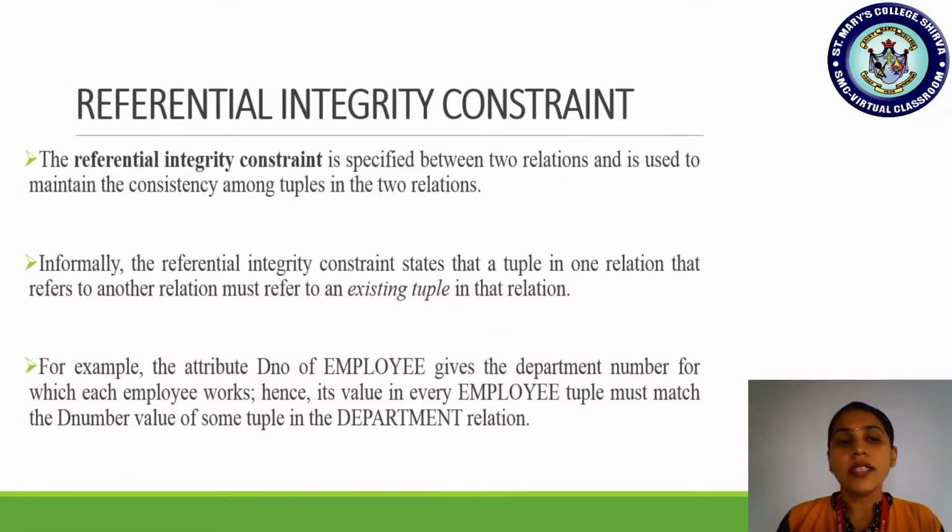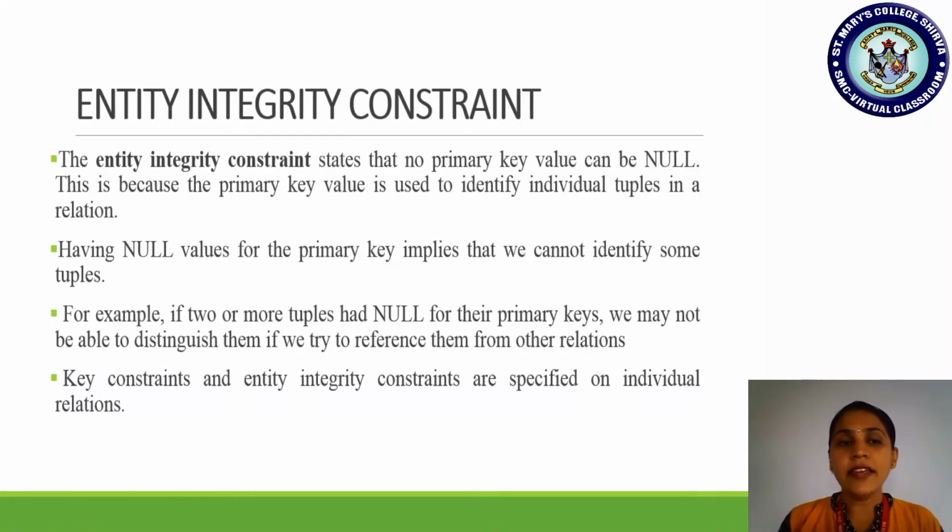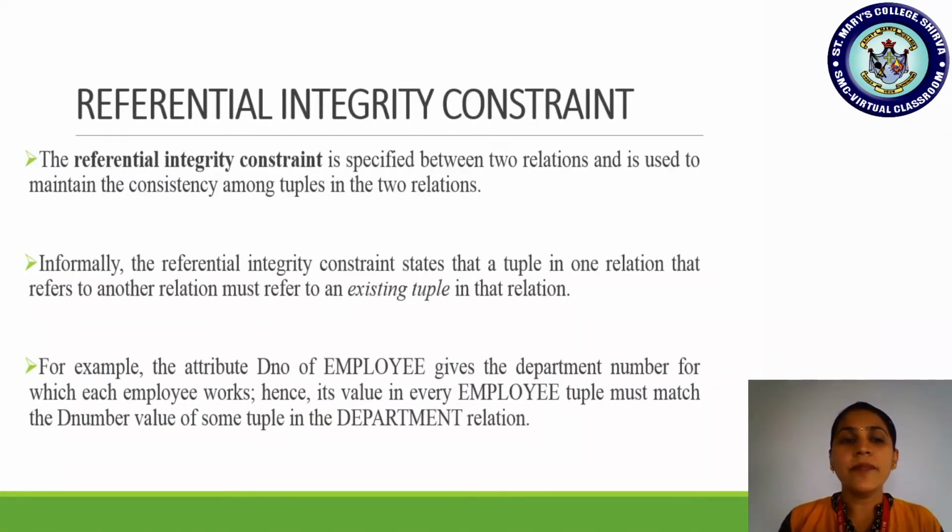Now, the second one is the referential integrity constraint. What is it? The one we just discussed was the entity integrity constraint, right? Now we are discussing the referential integrity constraint. It is specified between two relations and is used to maintain the consistency among tuples in the two relations. So when does this constraint come into the picture?